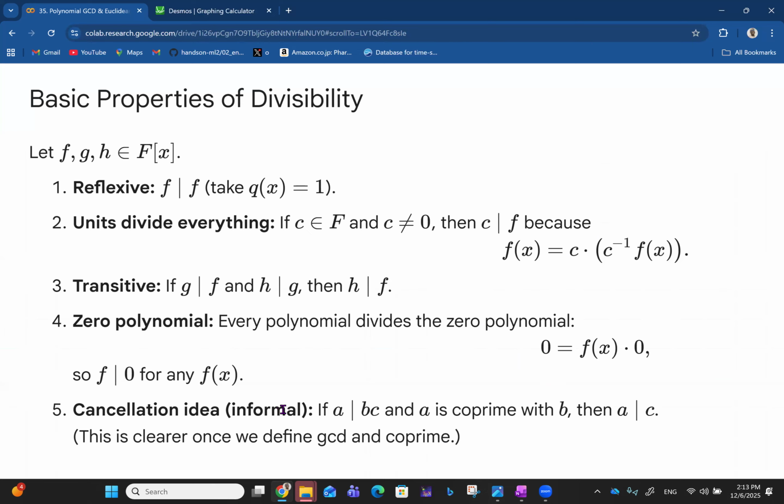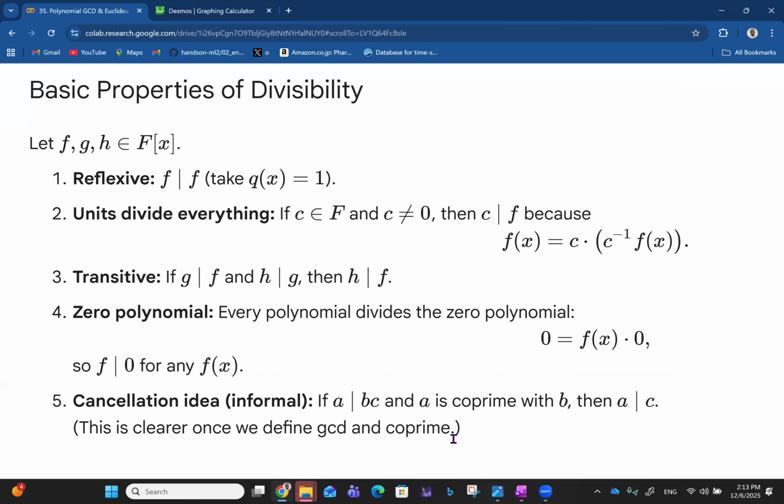Then the cancellation idea, which is informal for now. If A divides B times C, and A is co-prime with B, then A divides C, right? This is clearer once we define the greatest common divisor and co-prime. So that's what that is about.